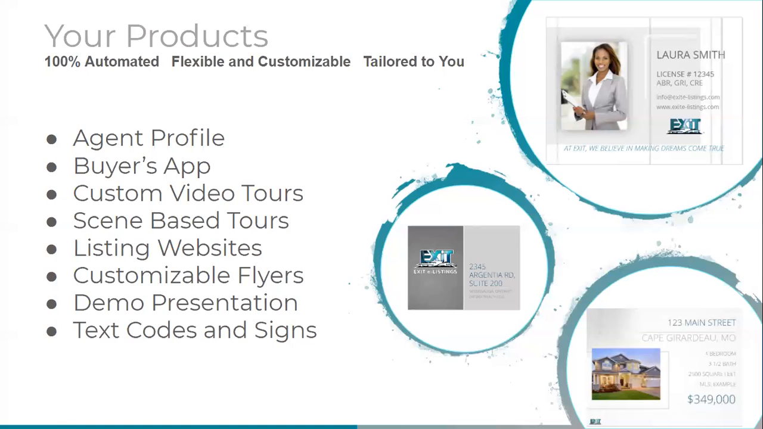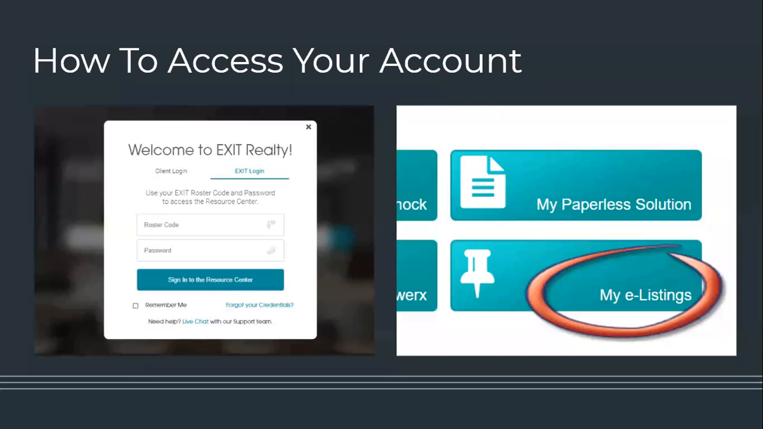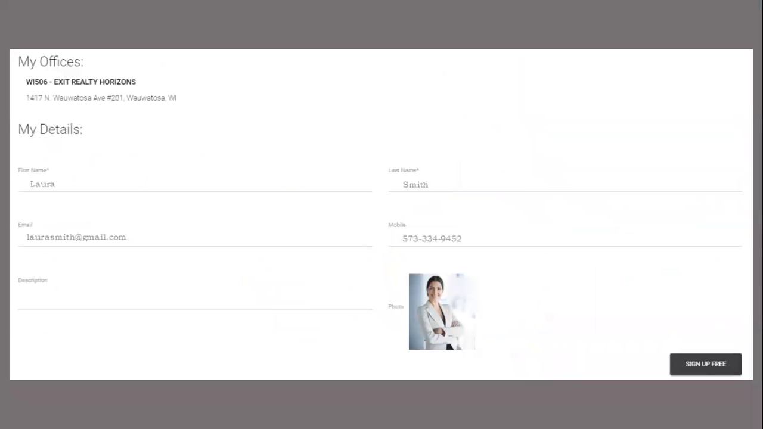So if you have not logged in before, or if you have and just want to recap, the way you access your eListings account is through your resource center. So you'll log in, go to Exitize Me, and then click on the My eListings button. If you have an account with us already, it's going to take you right into the system. And if you don't have one yet, you're going to come to this screen here and it's going to ask you to sign up. Signing up is free and it gets you a portion of those products that we looked at on that previous slide.